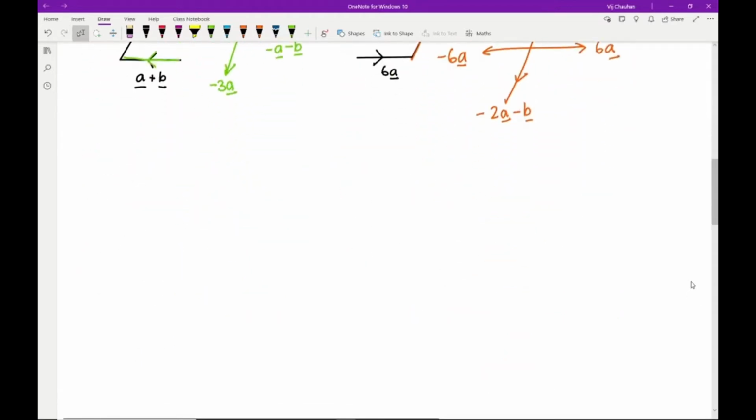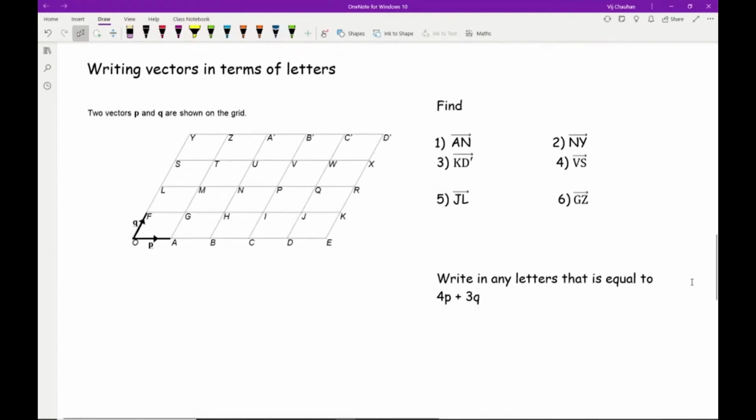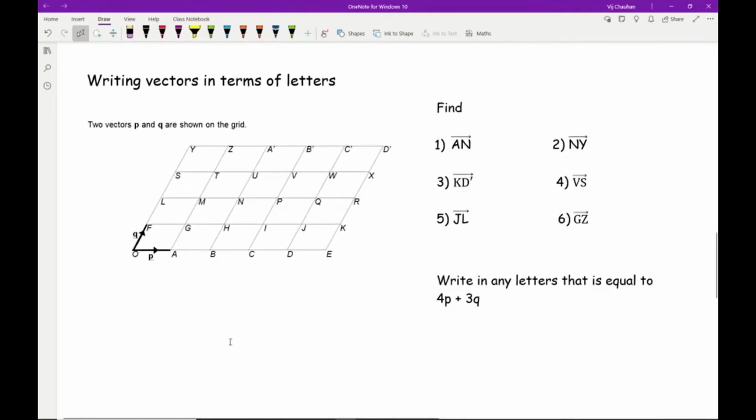So let's have a look at some common examples. This question here is very, very common when it comes to introducing the concept of letters representing vectors. In this particular question we've got the alphabet, and that's extended, so it goes beyond. Here we've got A dash, B dash, C dash and D dash, and what we're asked to do is write down the vectors to get from one letter to another.